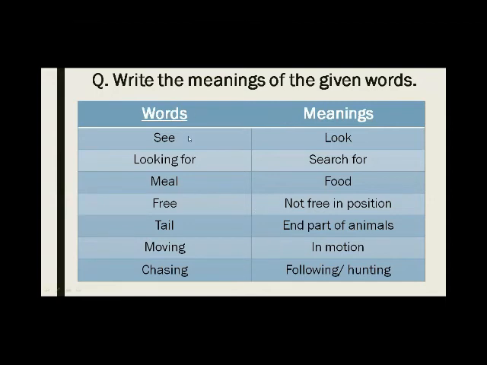Okay, see. The first word is see, and the meaning of see is look, to look at anything. The next is looking for. Looking for means search for. When you lose something, you are searching for the pencil. You are looking for the pencil to write in your copy. Next is meal. The meaning of meal is food, like anything you can eat, biscuits, fruits, vegetables. Anything you can eat is food.